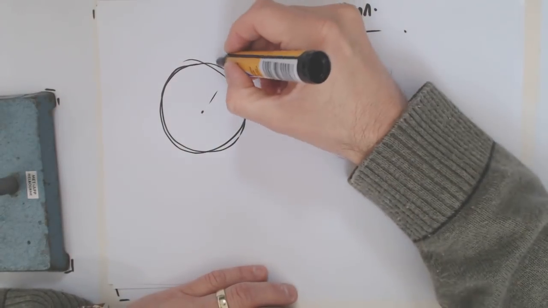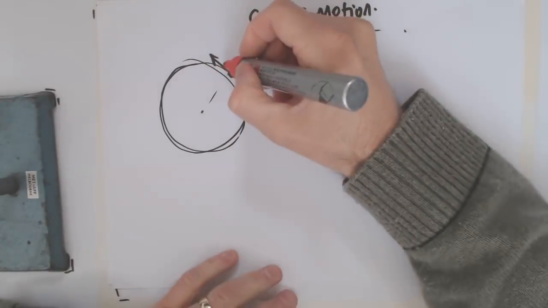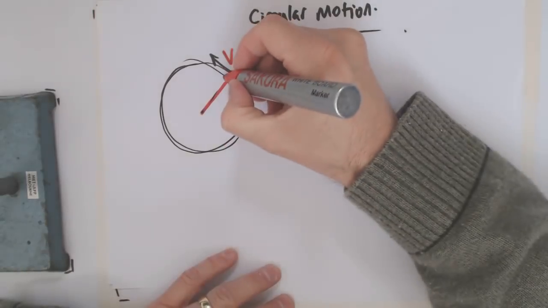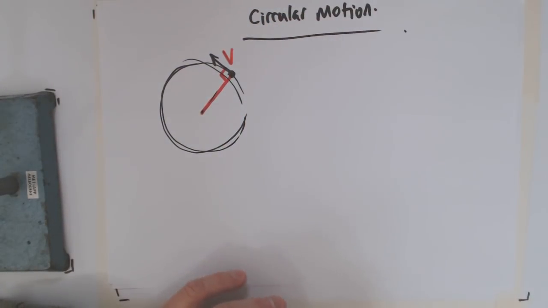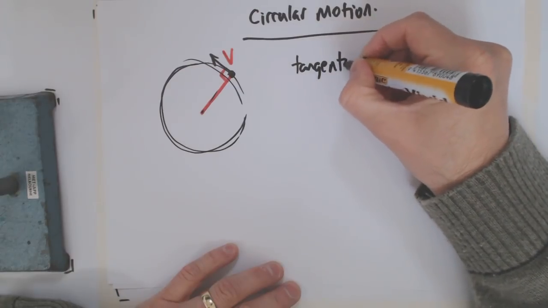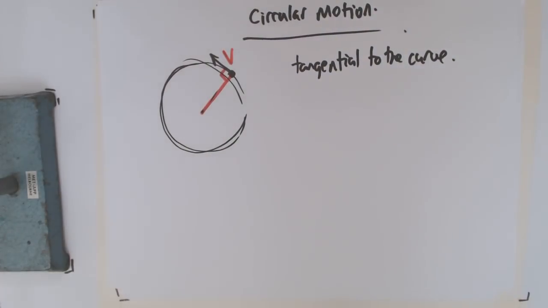The object at any time in its trip round there has a velocity like that. So that's its velocity. And if it was, say, an object that was joined by a rope, then this would be 90 degrees. So we would say that that velocity was tangential to the curve, at a tangent. And the funny thing is, we're going to find that this is an acceleration.